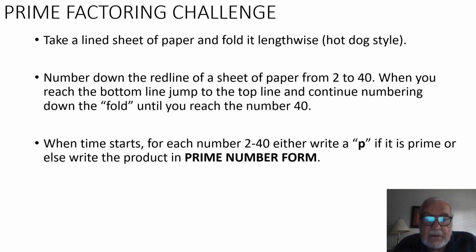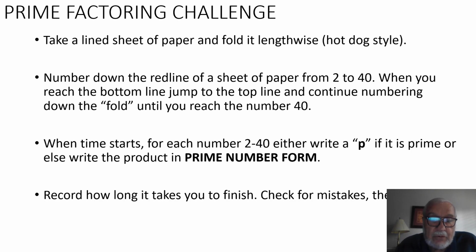When time starts, for each of the numbers 2 through 40, either write P if it is a prime number, or else write the product in its prime number form. Okay? Then you're going to record how long it takes you to finish, and then check for mistakes, and then repeat if you need to.